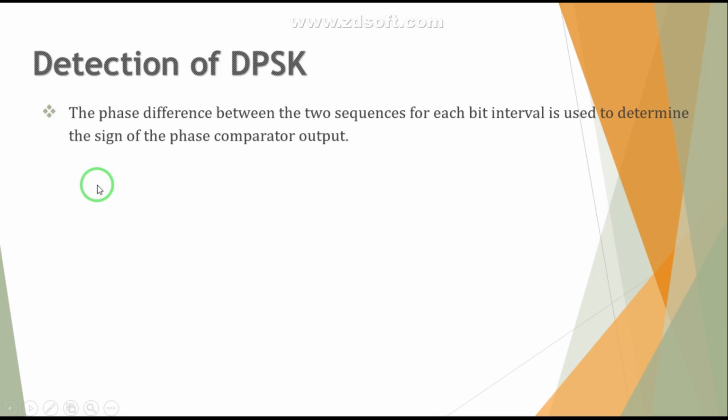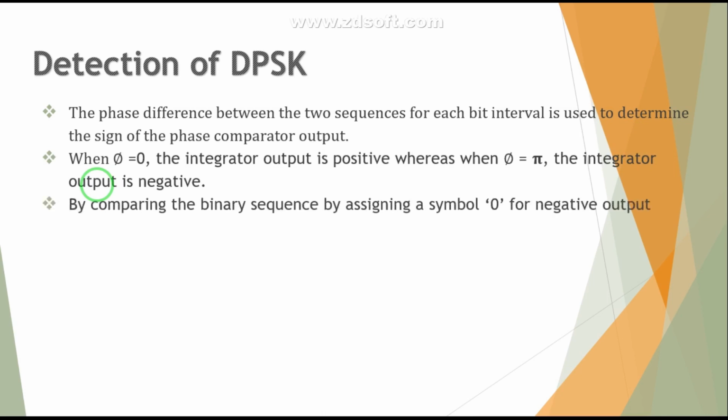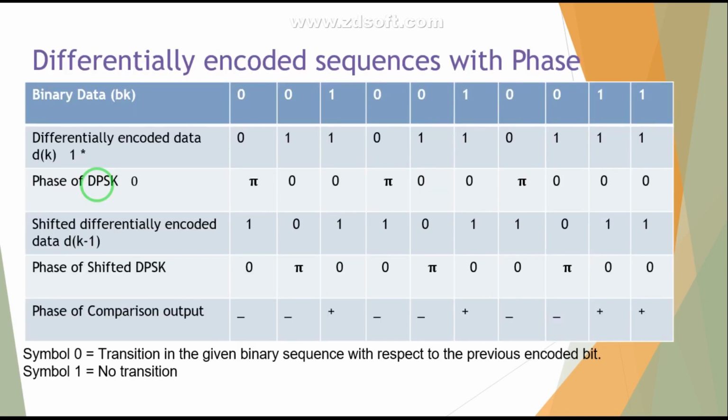Now, the phase difference between the two sequences for each bit interval is used to determine the sign of the phase comparator output. When phi is equal to 0, the integrator output is positive, whereas if it is pi, then the integrator output is negative. And by comparing the binary sequence, we assign a symbol 0 for negative output and symbol 1 for positive output. Now we would see that.